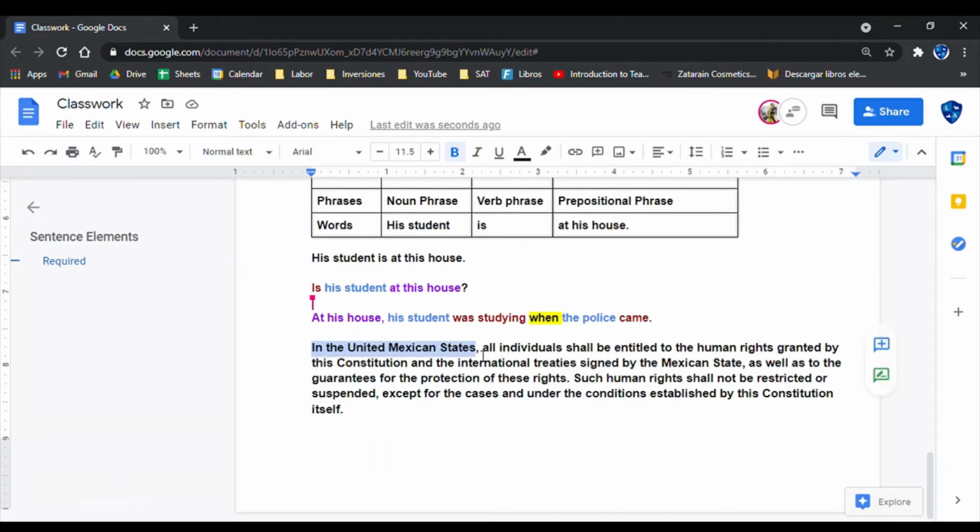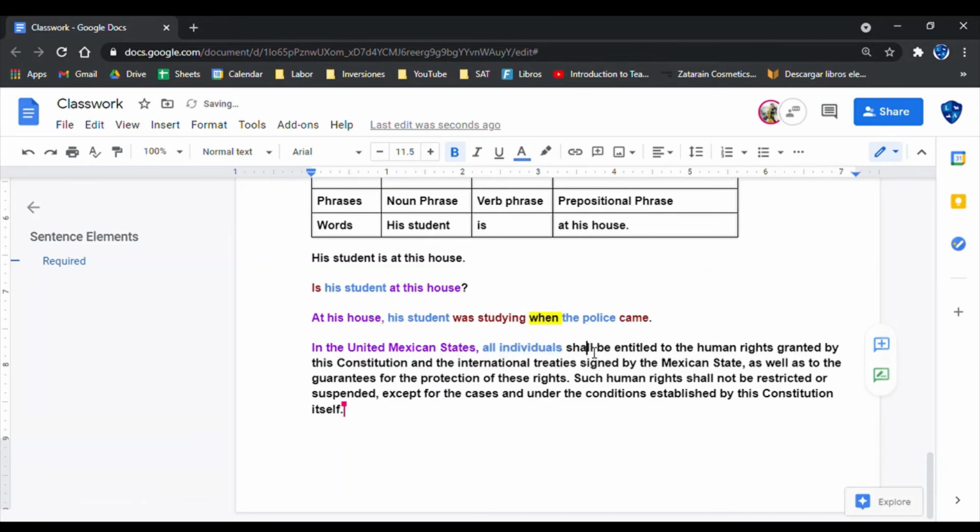I'm gonna do the first part. It says, in the United Mexican States, comma. What do you think this is? I think the part before the comma is an adverbial. It's an adverbial. Also, it's important that we have a preposition. So we have an adverbial. Now we have all individuals shall be entitled. All individuals is what? Subject.